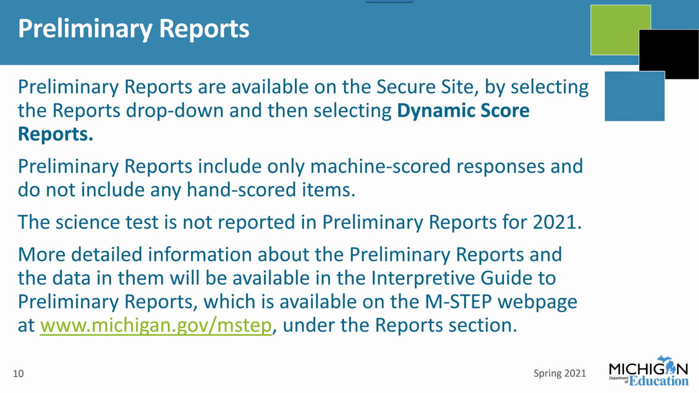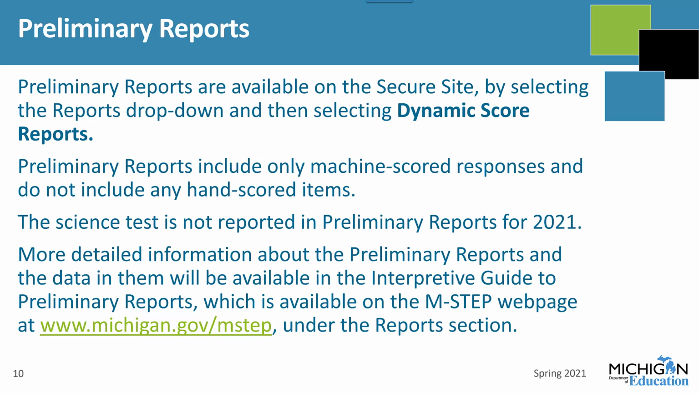Again, for mathematics, social studies, as well as ELA, the preliminary reports include only machine-scored items. They do not include any hand-scored items. Science is not included on the preliminary reports. This is because preliminary reports are based on the prior year's proficiency cuts. And since the science test has only been administered as a field test up to this point, there are no proficiency cuts from last year. Science will be included on the preliminary reports next year. There will be science results when the final reports are released.